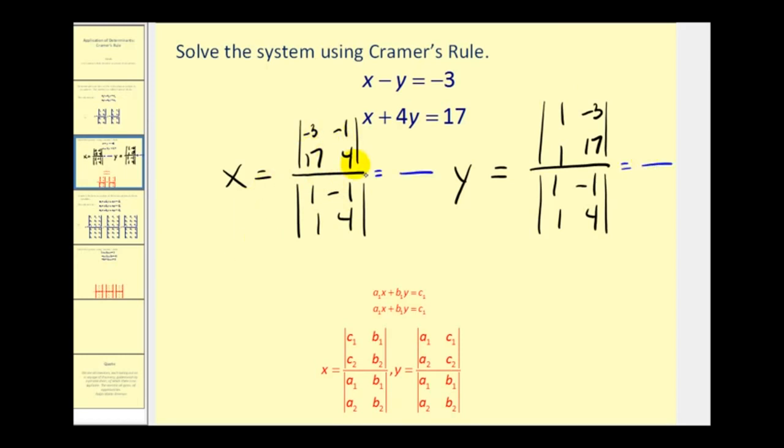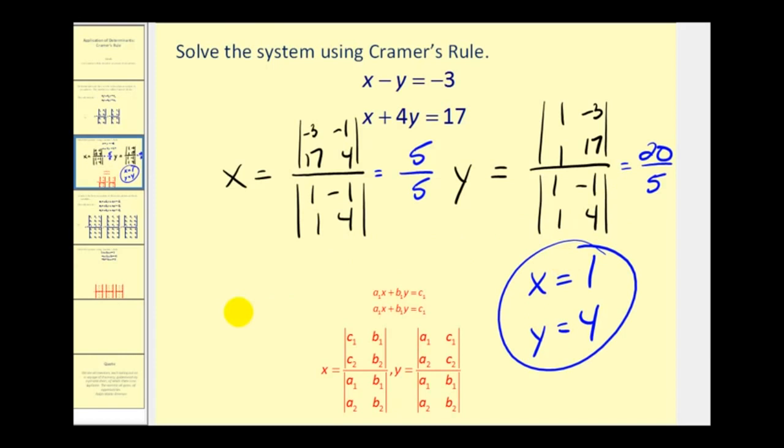Here we'll have negative 12 minus negative 17. That'll become negative 12 plus 17. That's 5. The denominator will be 4 minus negative 1, or 4 plus 1. That's 5. And remember, the denominators are the same, so this will also be 5. And the numerator for the y value will be 17 minus negative 3, or 17 plus 3, that'll be 20. So the solution to the system will be x equals 1 and y equals 4.